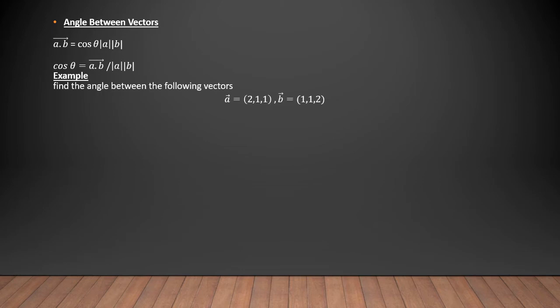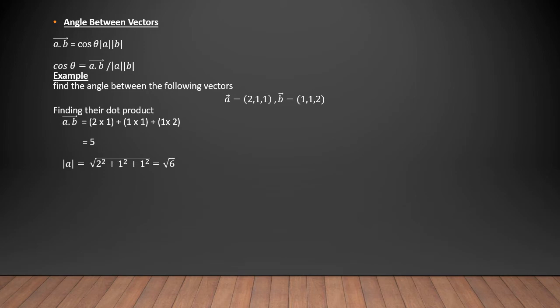So we have the angle between A and B. To find it, firstly we find the dot product, which is simply going to be, we multiply the i component, the j component, and the k component, and we're going to have the answer 5. We'll keep that aside. Now we find the magnitude of A and B.